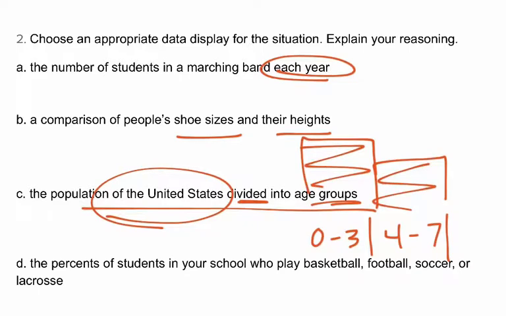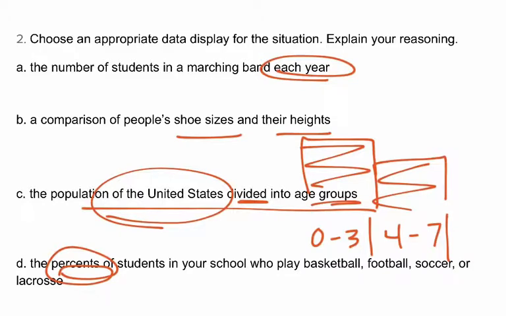I could see that. Now the last one, the percent of students in your school who play basketball, football, soccer, or lacrosse. A circle graph might be a good idea, or maybe a bar graph where you have these categories of them and then we're looking at number of students within each. But I guess I should have read a little bit more carefully, because if we're looking at the percents of the students, we might want to do that frequency chart instead.